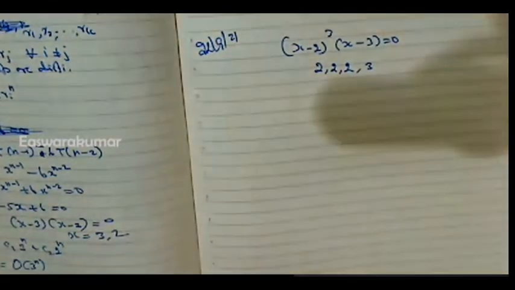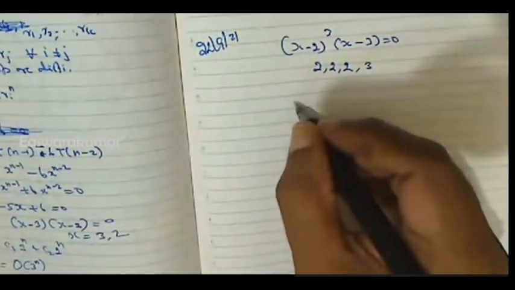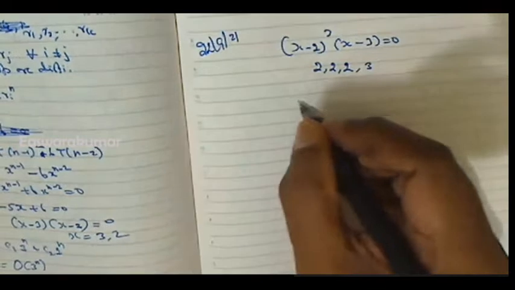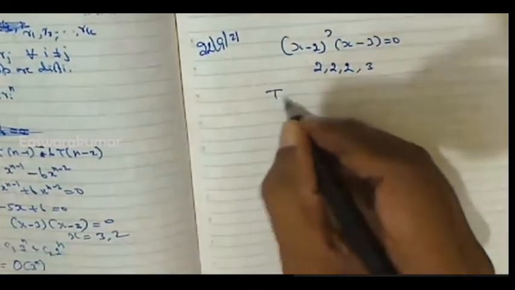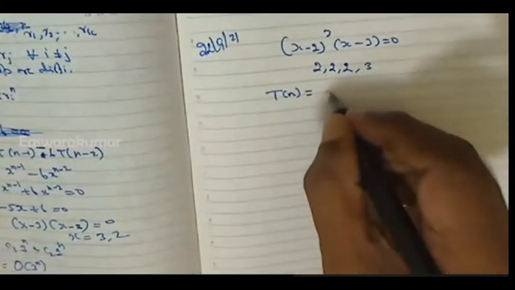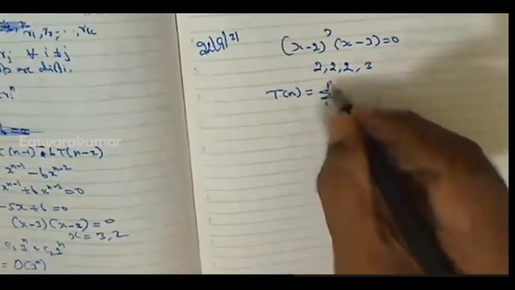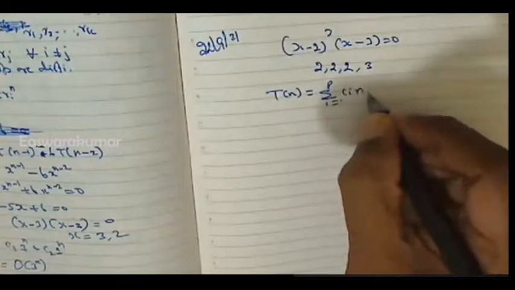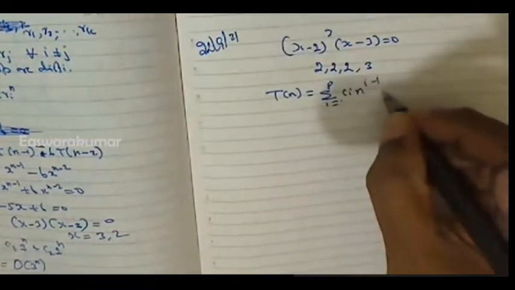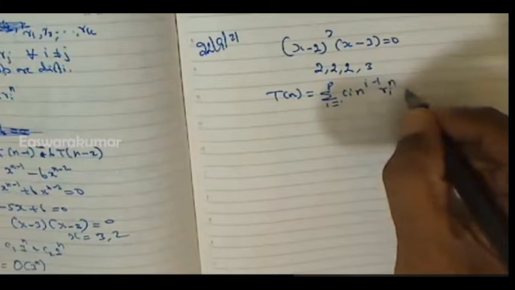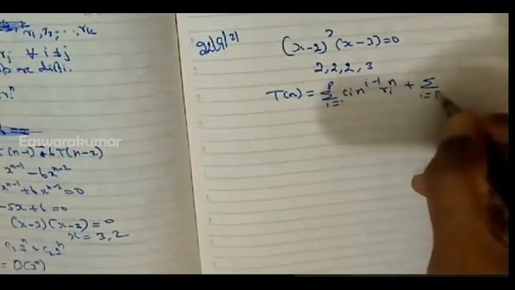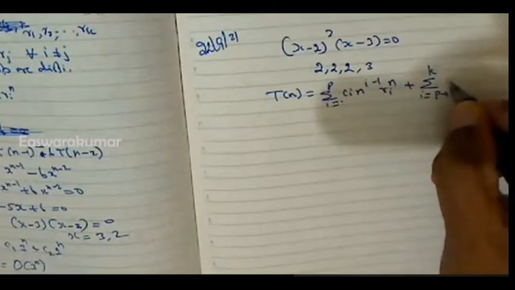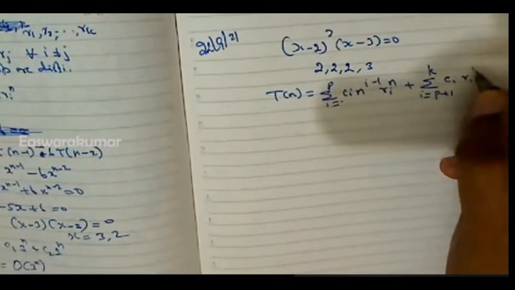Then we can write the general solution. What does the general solution say? So the general solution says, for the common roots, anyway, I think you have noted down the formula, right? So anyway, I can write once again here. That is the sum from i equal to 1 to p of Ci n power i minus 1 times Ri power n. So this is for common roots, and for the distinct roots, that is i equal to p plus 1 to k, that is Ci Ri power n.